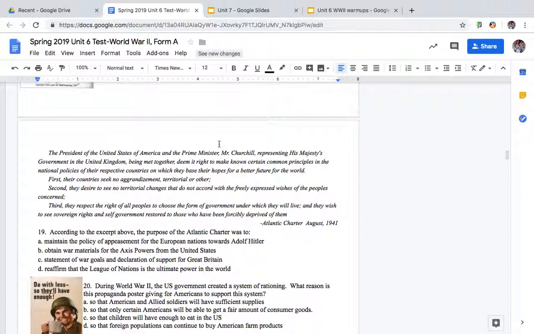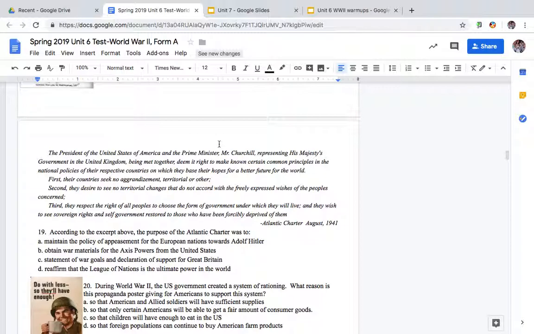Number 19. The President of the United States of America and the Prime Minister, Mr. Churchill, representing His Majesty's government in the United Kingdom, being met together, deem it right to make known certain common principles in the national policies of their respective countries, on which they base their hopes for a better future for the world. First, their countries seek no aggrandizement, territorial or other. Second, they desire to see no territorial changes that do not accord with the freely expressed wishes of the peoples concerned.